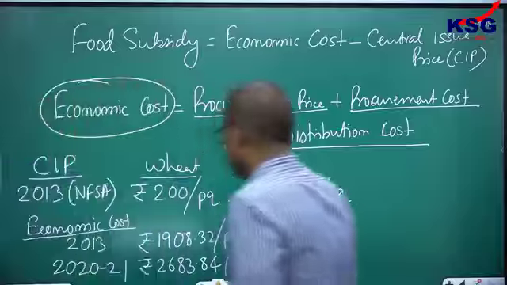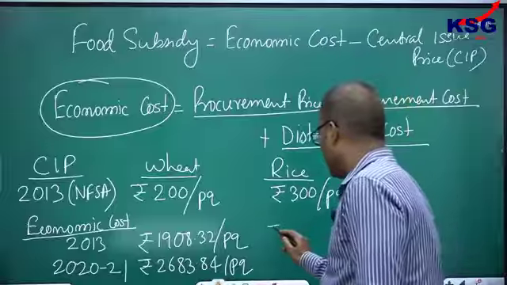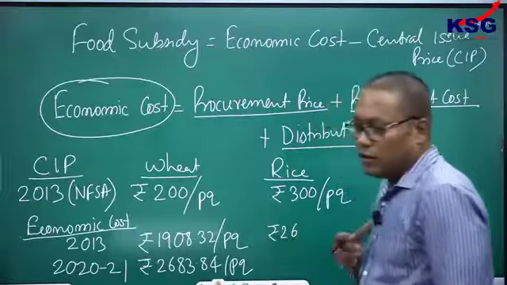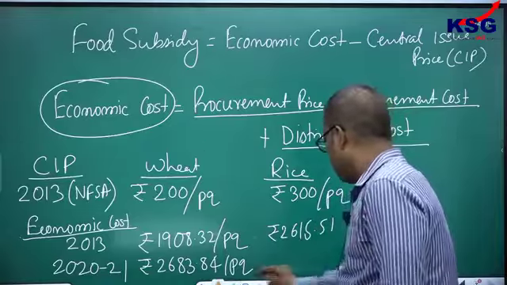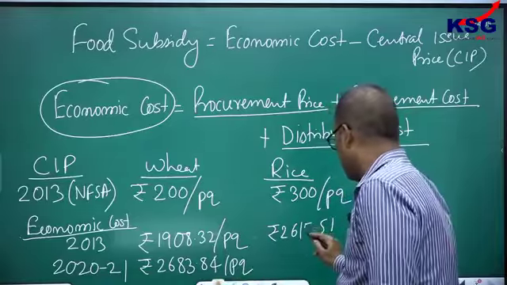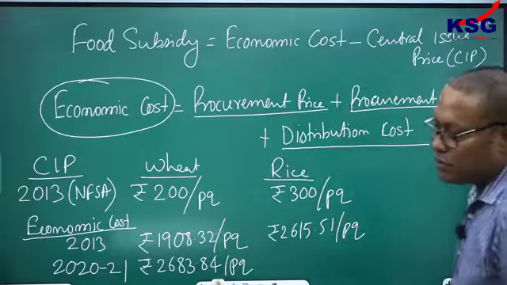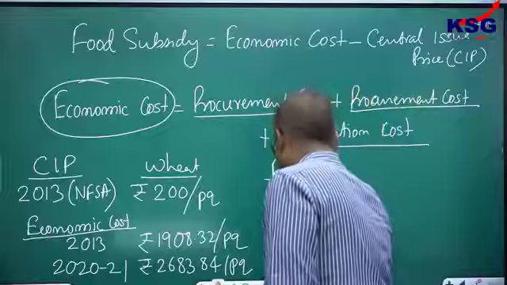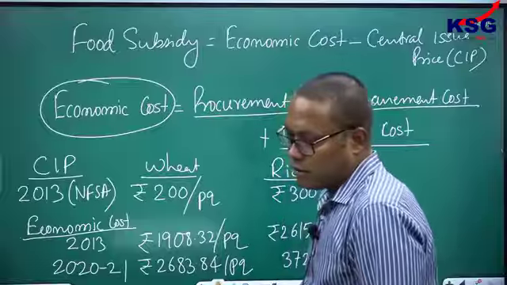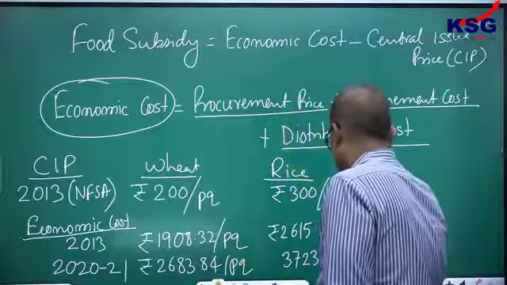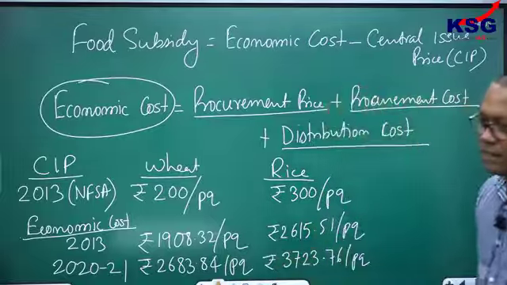Take this data, and if you are talking about the rice, it was 3515.51 per quintal, which increased to 3723.76 per quintal, in rupees. So you are saying, sir, what is this?